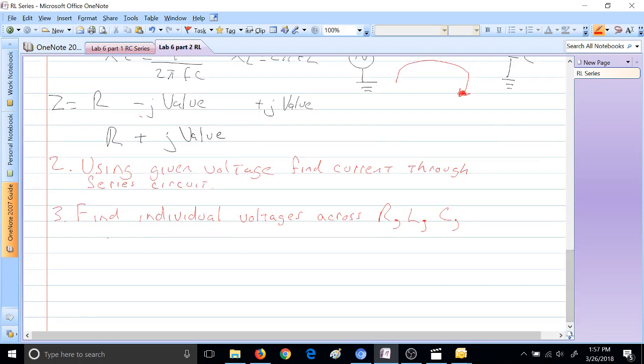And you can label those as E of R, E of L, and E of C. Now remember that the total voltage, if you want to check your answer, should be the addition of all 3 voltages. Because the law of conservation of energy says that they have to be equal. E of L plus E of C.